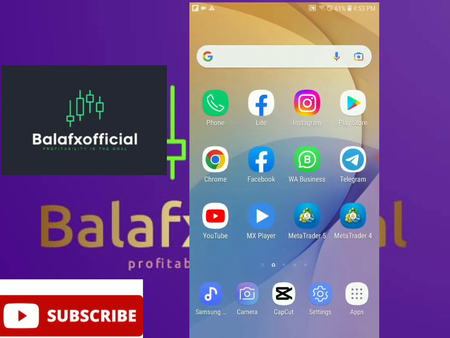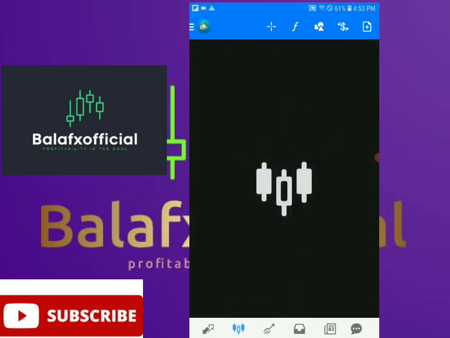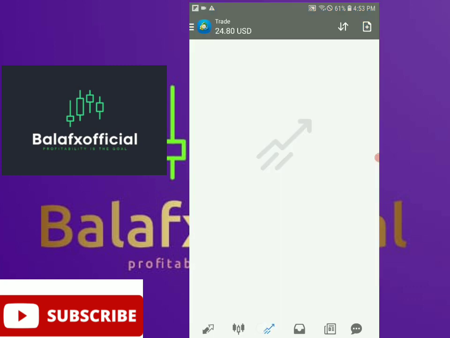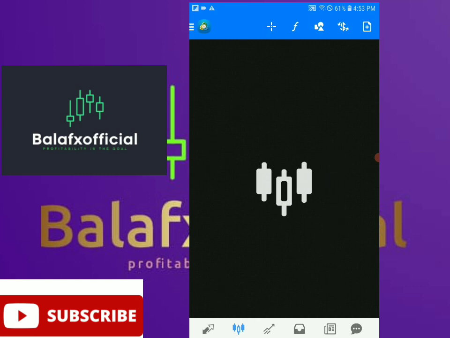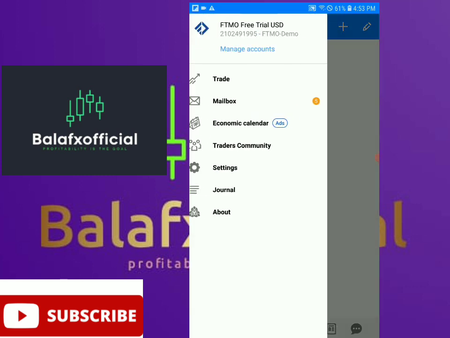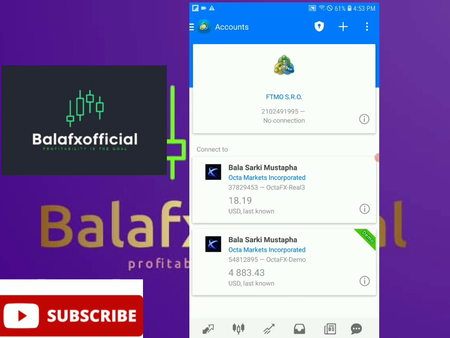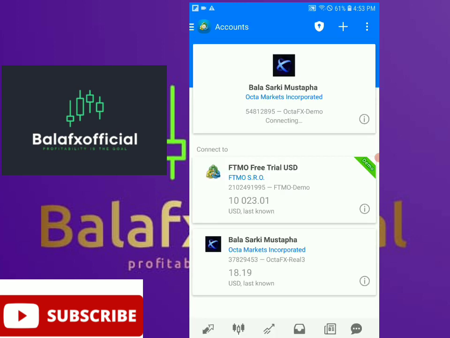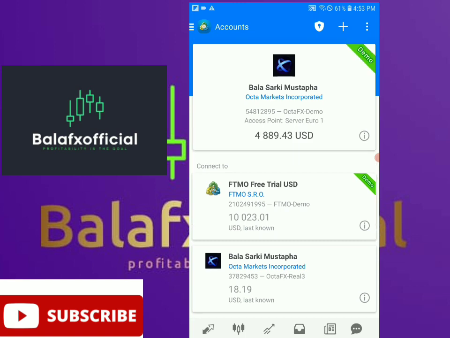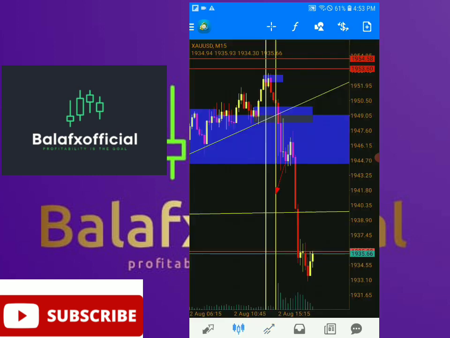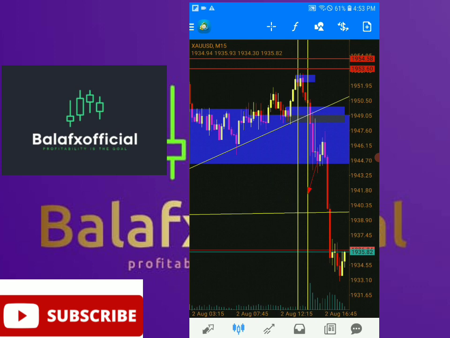Let me do a practical. Let this chart load. Okay, no connection. So here is the example.